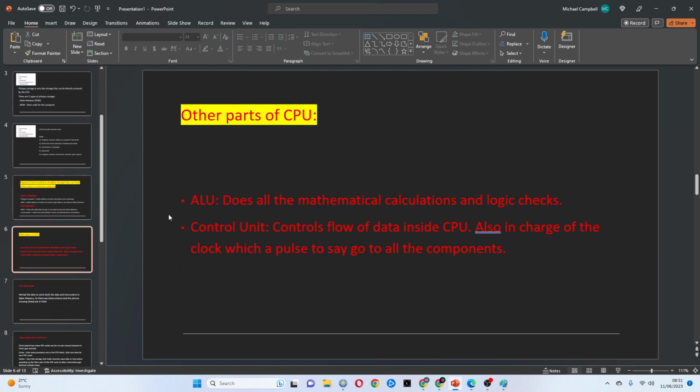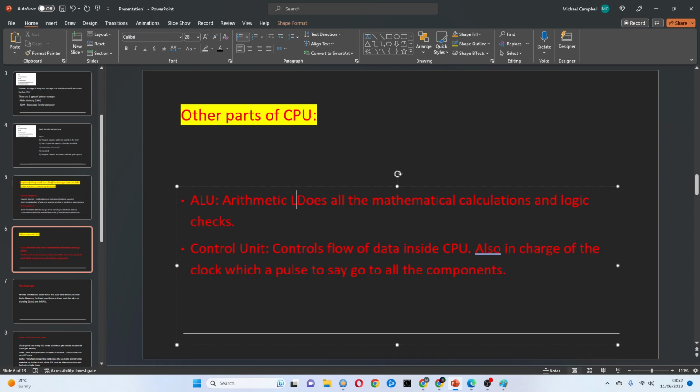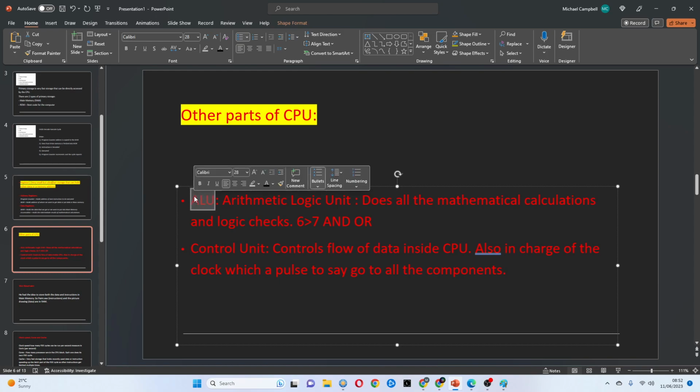Okay. So the other parts of the CPU you need to know are the ALU, which is the arithmetic logic unit. And that does the maths and the logic checks. And by logic checks, I mean things like 6 greater than 7, and, or, are these 2 things true? Is this true? Is that true? Think of it as like the questions being asked in a program, like is ammo there? Have they got ammo? Have they got the key? So that will do the math and do all the logic checks, okay?